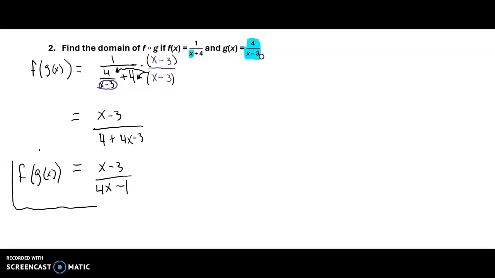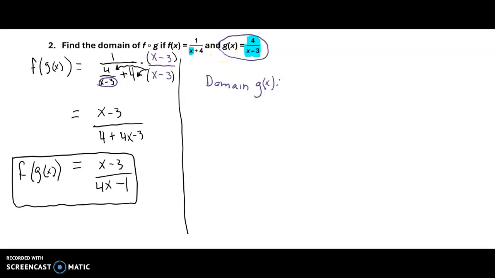While the problem's not specifically asking us to do the composition of functions, I wanted to make sure that we know how to do it. Now we need to find the domain of our inside function, g of x. It's a rational function, so we know the denominator can't be equal to 0. That means x minus 3 can't be 0, or x cannot be 3. That's our restriction on the domain for g of x.